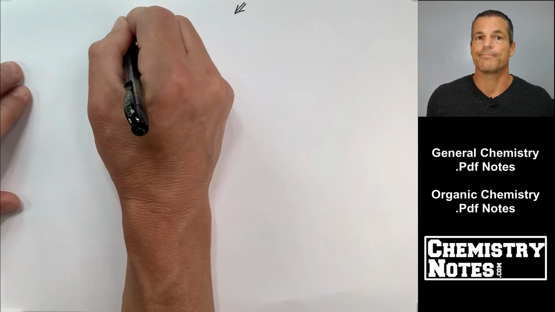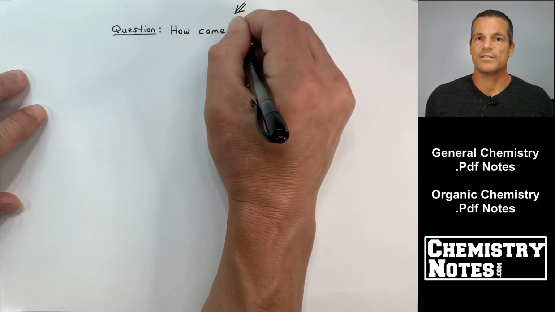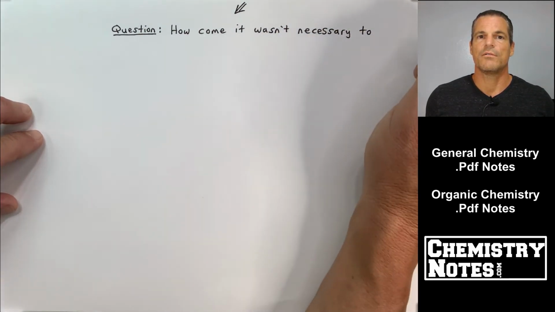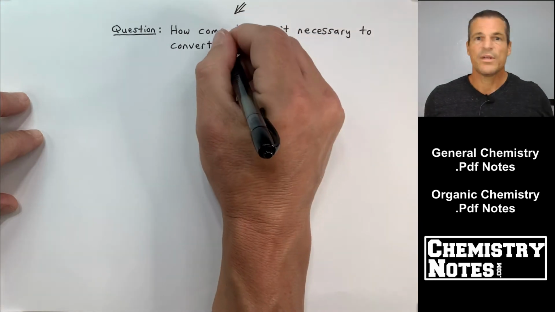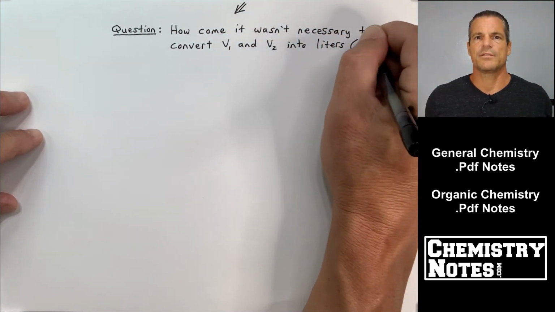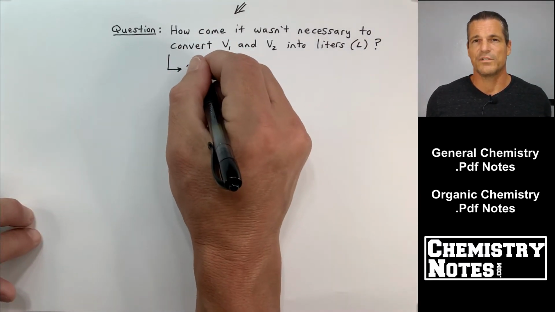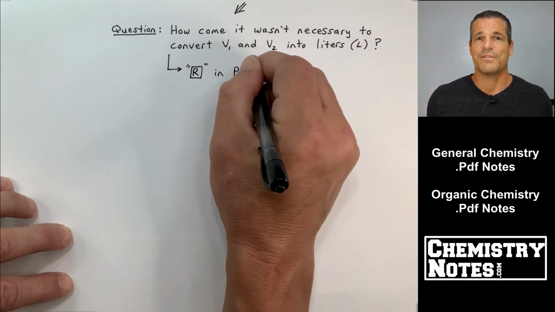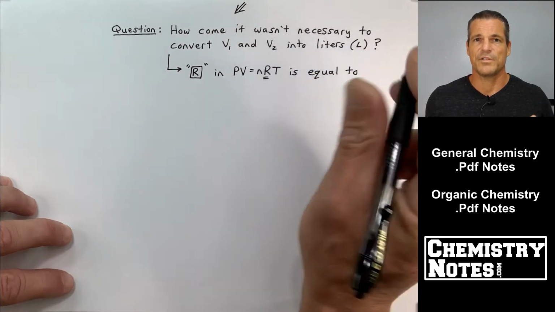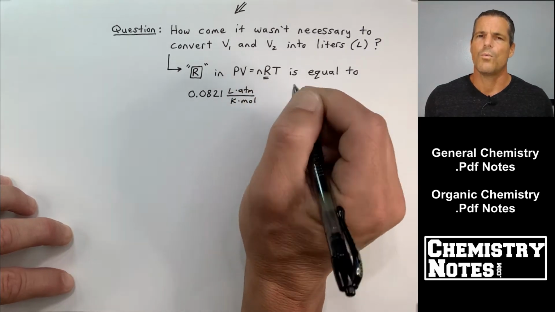Now I have a question about that last problem we just did. How come it wasn't necessary to convert V1 and V2 into liters? How come I was able to leave them in milliliters? Well, we were using Charles' law, right? V1 over T1 equals V2 over T2. As long as the V1 and V2 have the same units, I'm fine. Now, the Kelvins, I have to make sure temperature's in Kelvin, but for volume, I could have used liters, ounces, as long as they were both the same. Why is that?